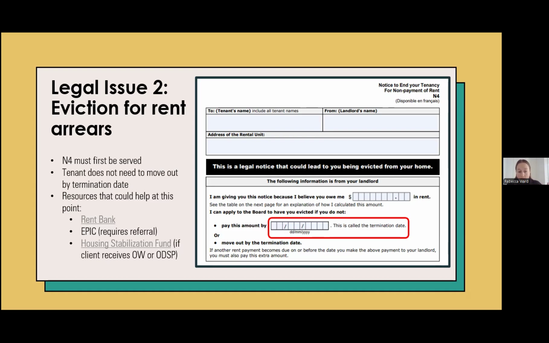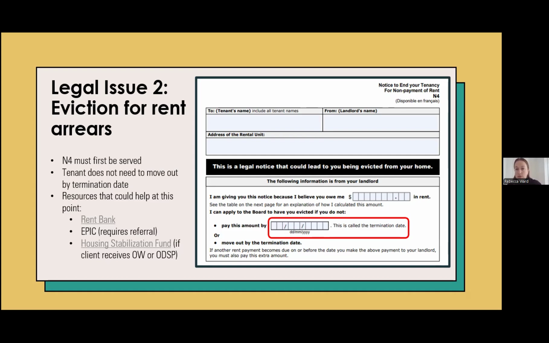And so knowing that, there are some great places that can assist tenants who owe money. So these are kind of the next community agency referrals that folks can keep in mind. The first is Rent Bank. This is a program run by the City of Toronto that can provide financial support to people who are facing eviction because of rent arrears.